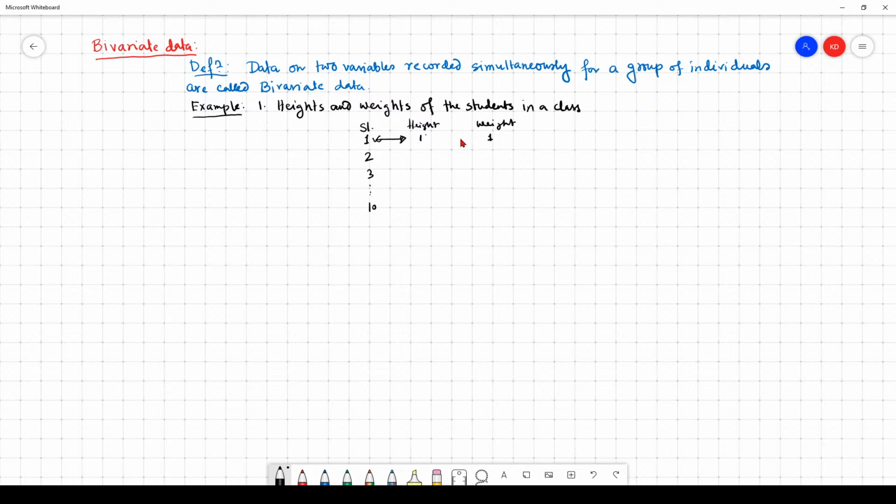If the individuals are different, if you take height of student 1 and weight of student 2, this is not bivariate data. Yes, it is paired data, but it's not bivariate data. For bivariate data, you should take two observations from the same individual. Okay, clear? Have you any question?